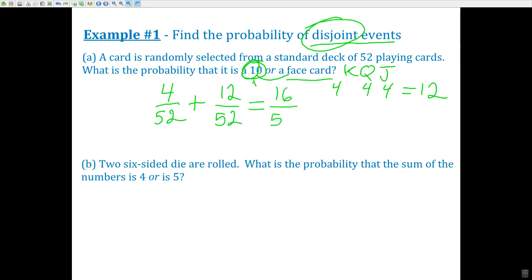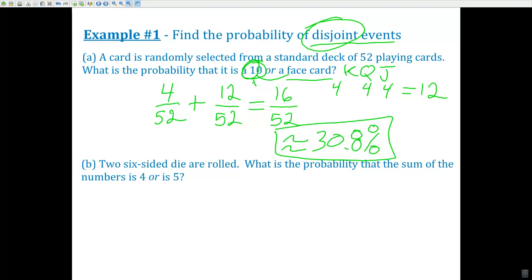So when you add those fractions up, you get 16 over 52, which is about 30.8%. That's it. Great.